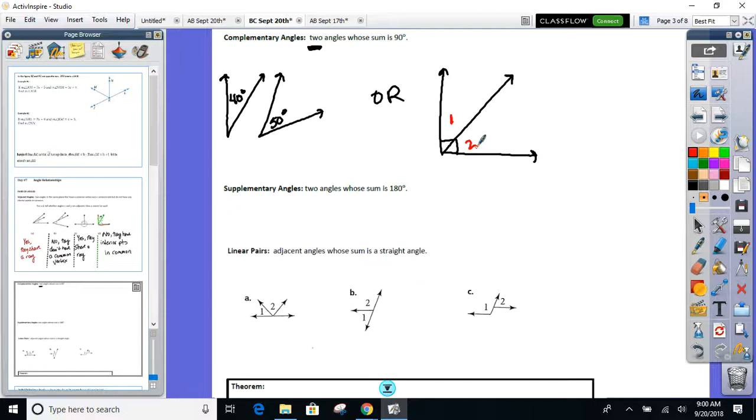And give me another name for them. Not only are they complementary, they're also, we just talked about it, adjacent. There we go. Everybody good? Supplementary: 2 angles that add to 180.